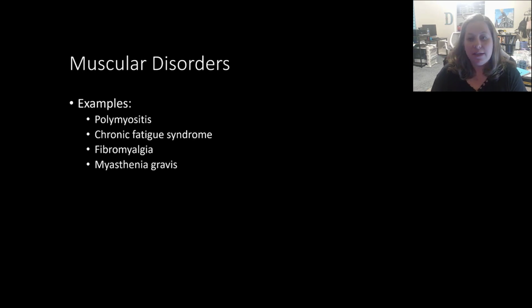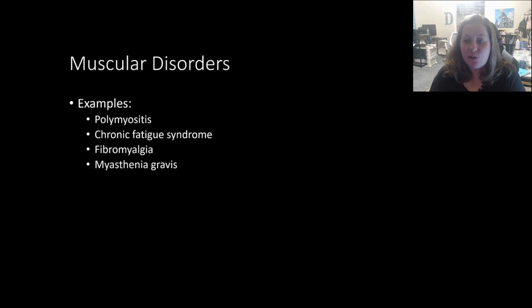The next one are the muscular disorders. The muscular disorders are going to be things like polymyositis, which is an inflammatory myopathy that involves many muscles. This can lead to atrophy of the muscles where they start to get smaller. It could also contribute to weight loss, fatigue, and gradual weakness of the muscles.